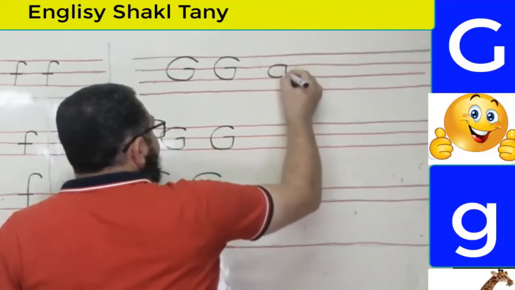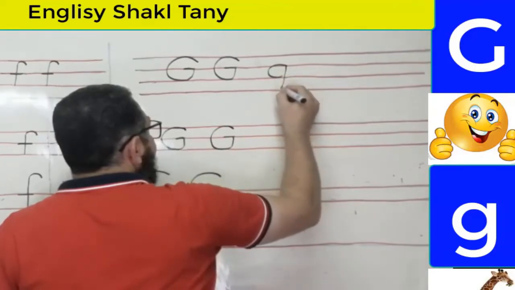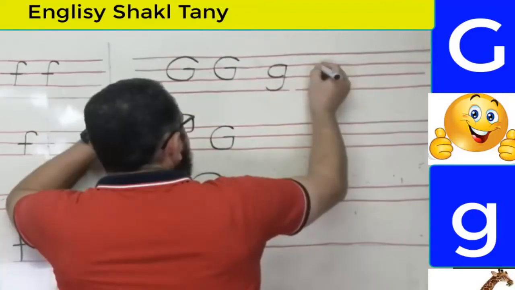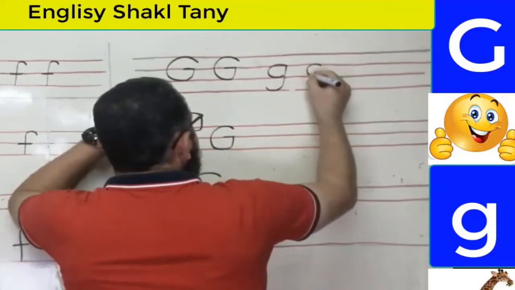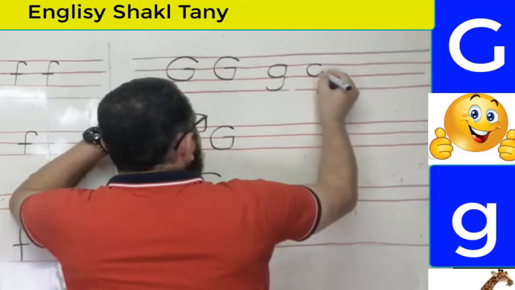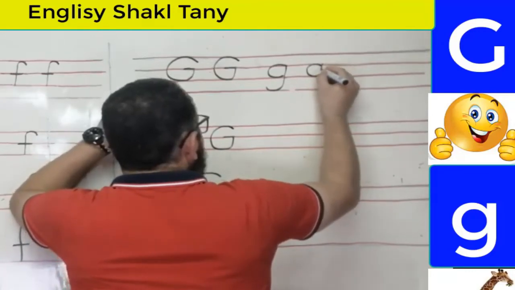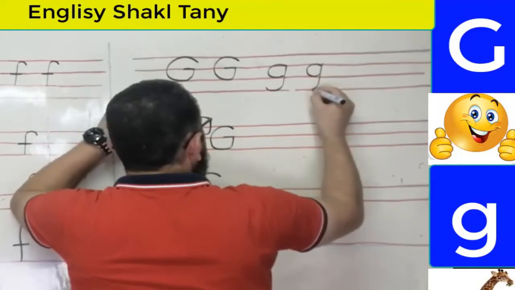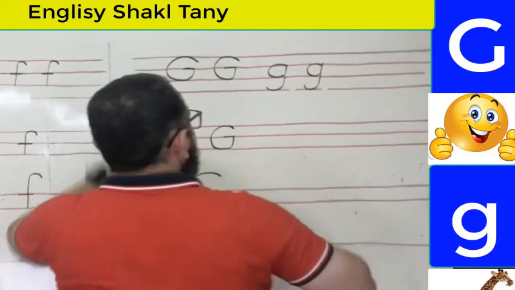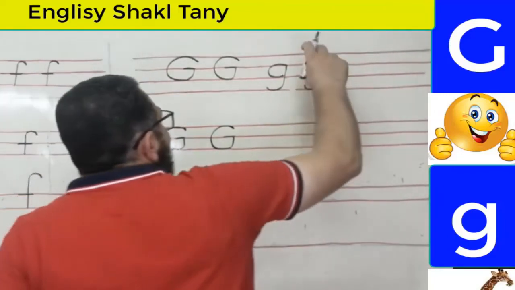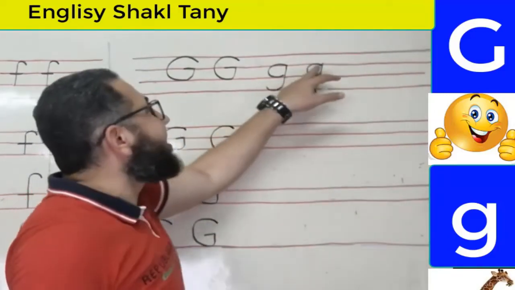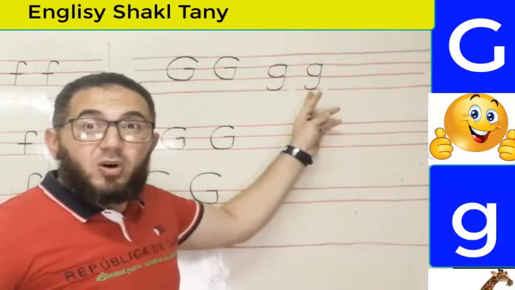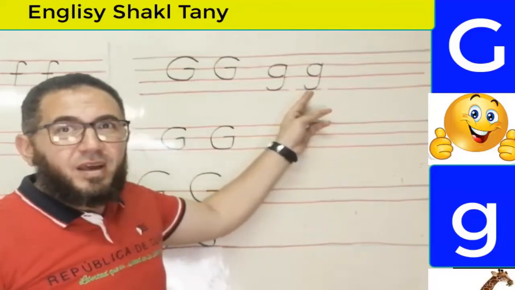I'll go down like that to the fourth line and curve it at the bottom, like that. I'll make a curved line like that, like C. Then a straight line like that, to the bottom, must go to the fourth line. And then curve it at the bottom. So, it's G small. G small goes down to the fourth line.